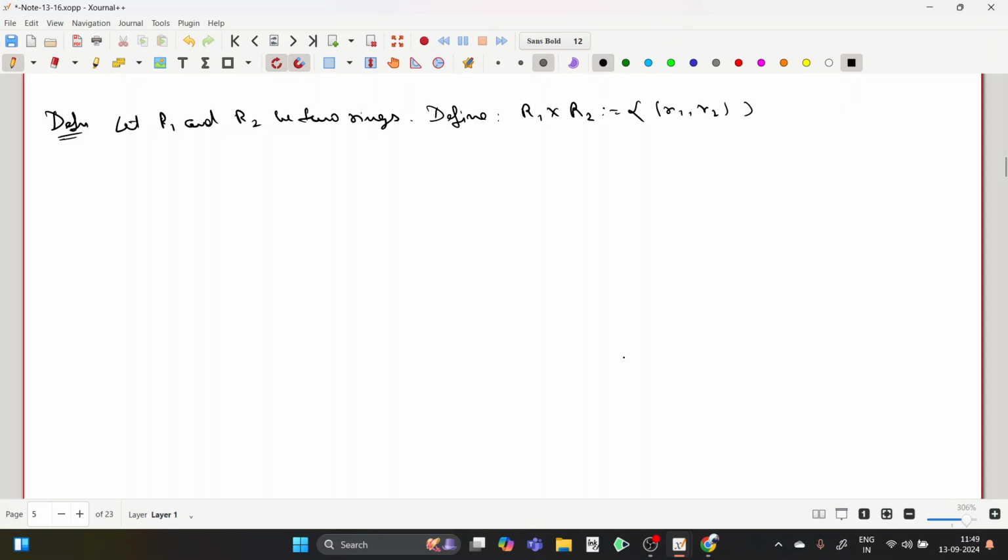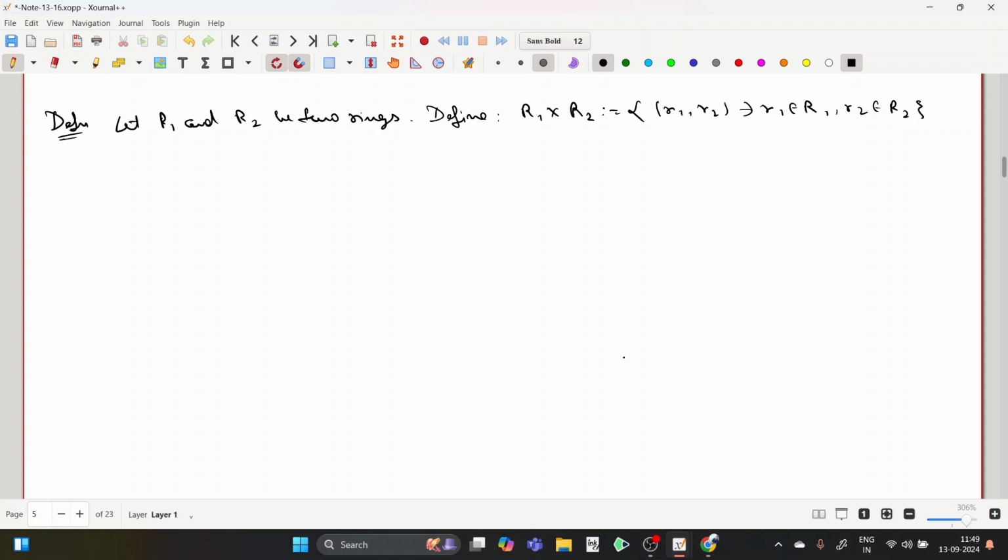But I think this is actually quite straightforward. Let R1 and R2 be two rings. Okay. Define R1 cross R2 to be the collection of ordered pairs (r1, r2) such that small r1 comes from the ring R1 and small r2 comes from the ring R2. Okay. So this is simply called a direct product.